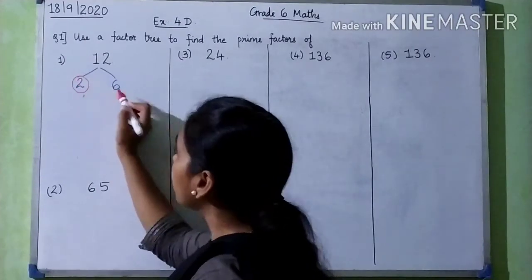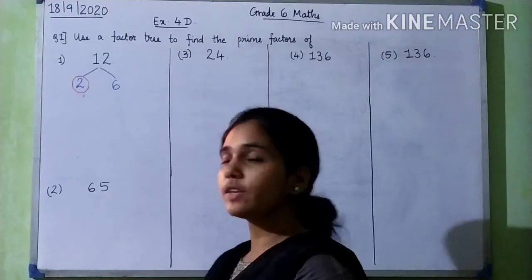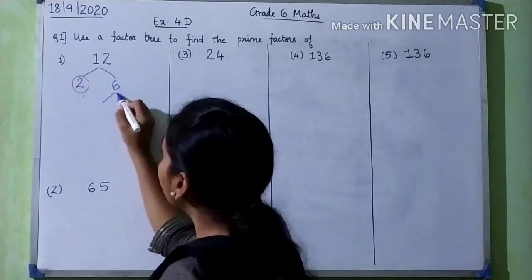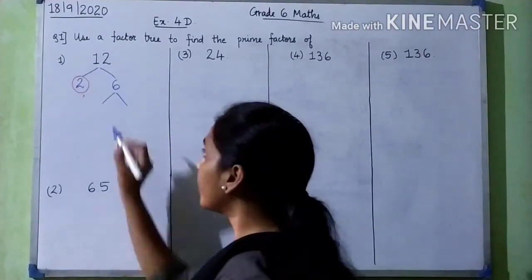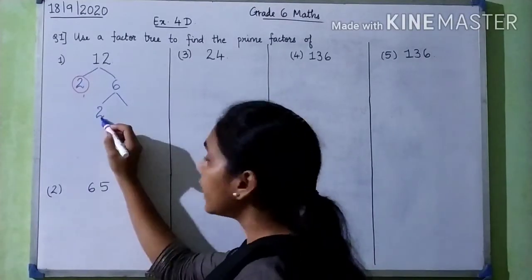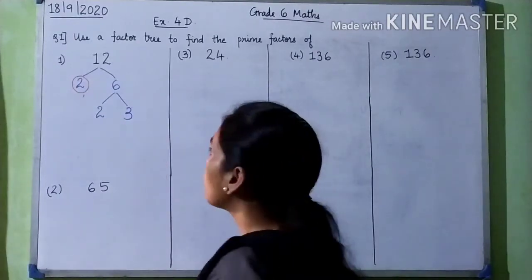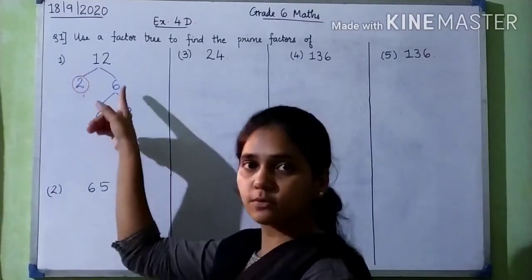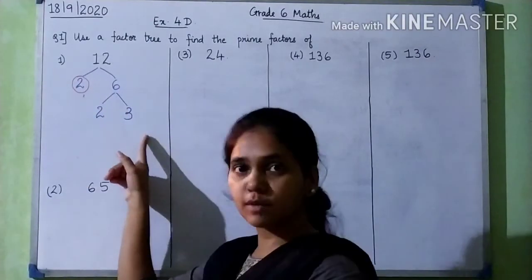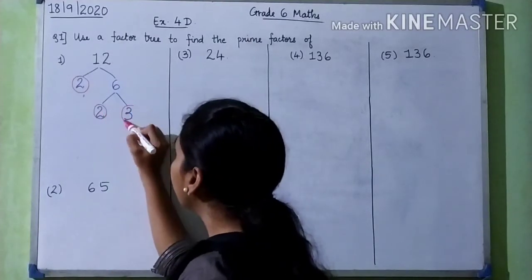Now the next number, 6, is not a prime number, so we can divide it further. What into something gives 6? If I take the smallest number 2, 6 can be divided by 2. 2 into 3 is 6. So now I have got two factors for 6, 2 and 3. Both are prime numbers, so I circle 2 and 3.